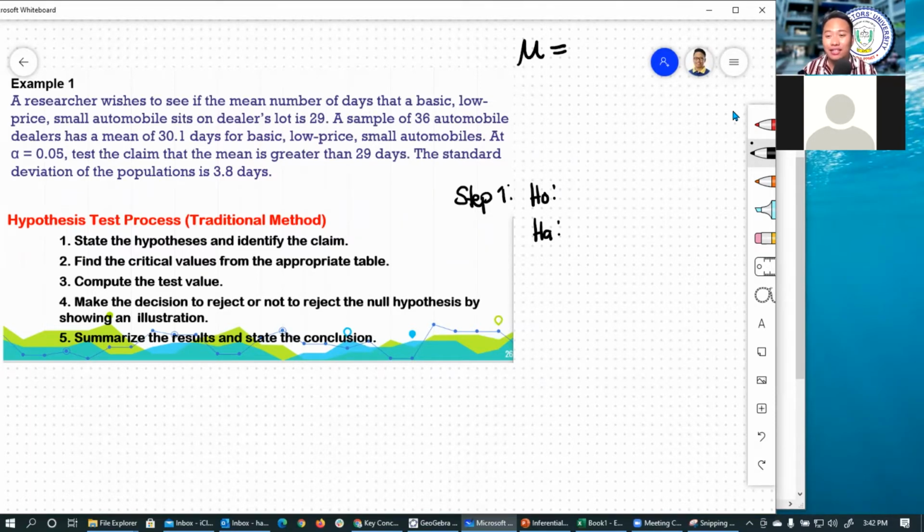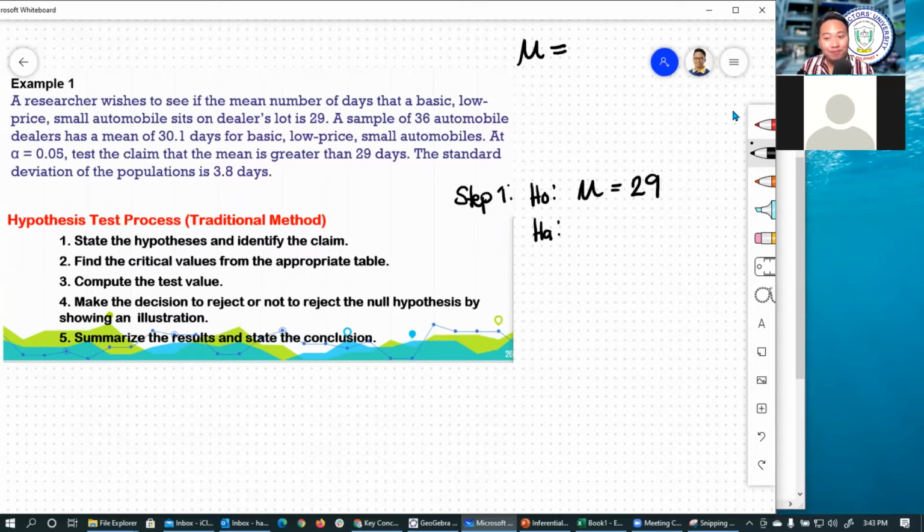Jerick proposed the answer mu equals 30.1. Now let me ask you guys, that 30.1 mean that's in the problem, is that coming from the population or coming from the sample? Very good. It's coming from the sample. So in other words, we cannot use the answer of Jerick. We are going to correct it. Instead of using 30.1, Jerick, we're going to be using the 29. Does it make sense?